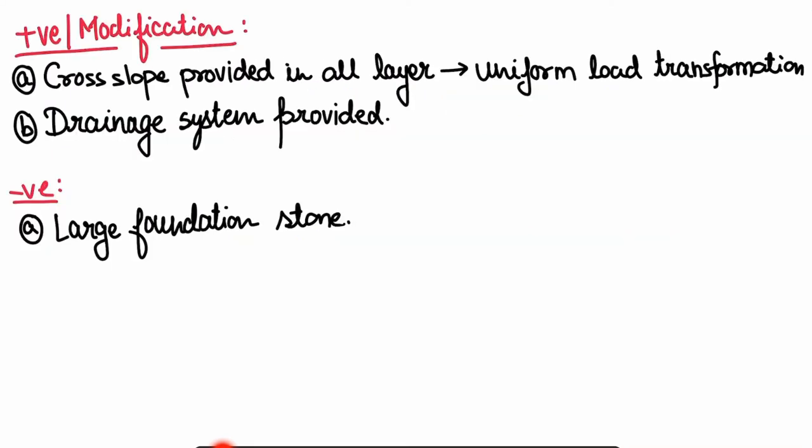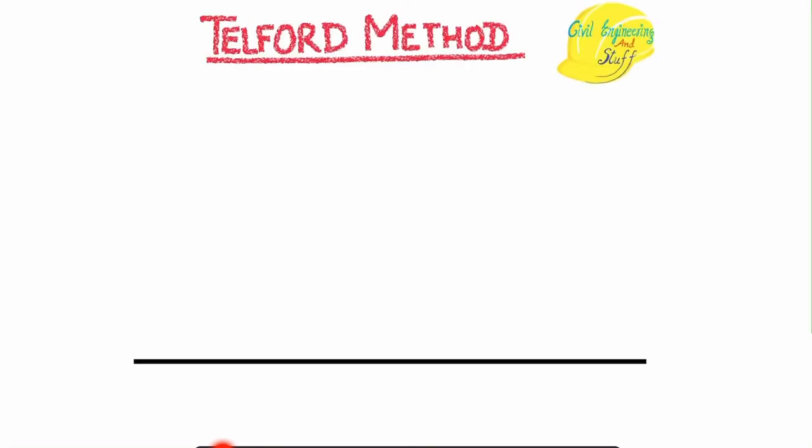So all in all, the positive thing about this method was that cross slope was provided in all layers, while in the previous method only the top surface had the cross slope provision. Because of providing cross slope in all the layers, we had a uniform load distribution or transformation, and a drainage system was provided. The negative was that, though varying dimensions of large stones were used, large foundation stones were still used in this method.